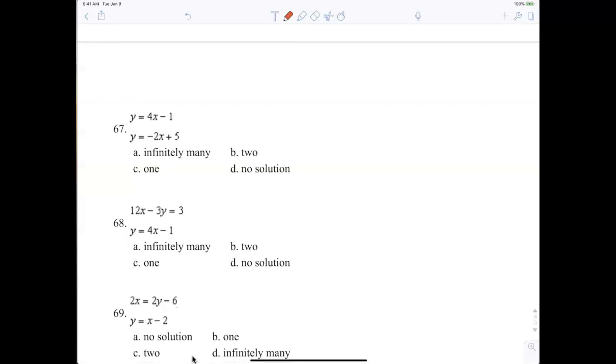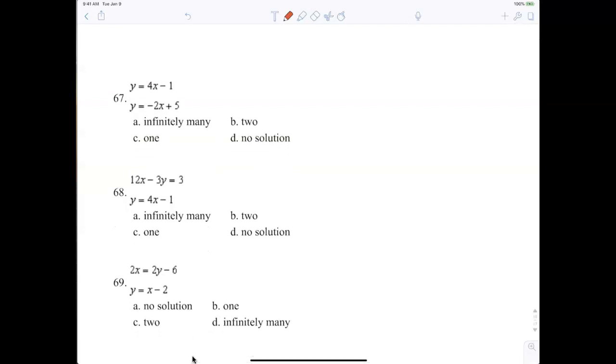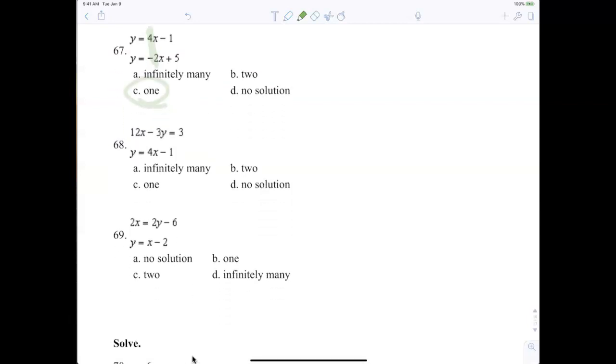All right, now we're into chapter 6, which is a review of your systems of equations. Now we know that this has one solution because the slopes are different. Now we need to look over here at number 68 and put it in y equals mx plus b. So we have negative 3y equals negative 12x plus 3. Divide by negative 3, y equals 4x minus 1. So it looks like they're the same line, so that means they have infinitely many solutions.